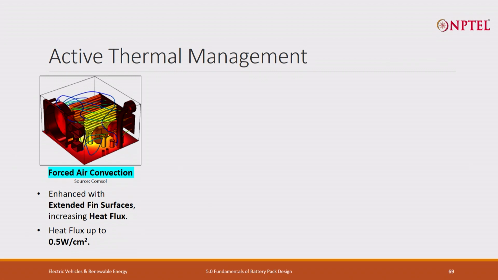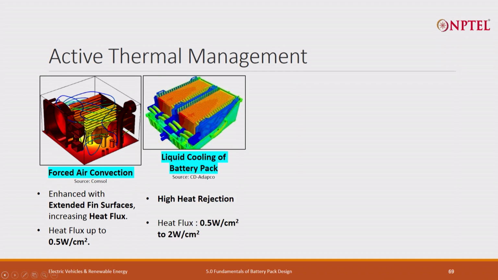So, active thermal management, forced air convection: this can be enhanced by increasing the fin surfaces, and that would ultimately increase the heat flux which can be taken out. It's good up to 0.5 watt per centimeter square. It works well. Now the second is the liquid cooling of a battery pack. It has very high heat rejection. The heat flux it can handle is 0.5 watt to 2 watt per centimeter square.